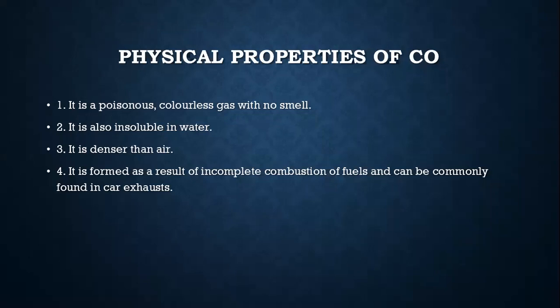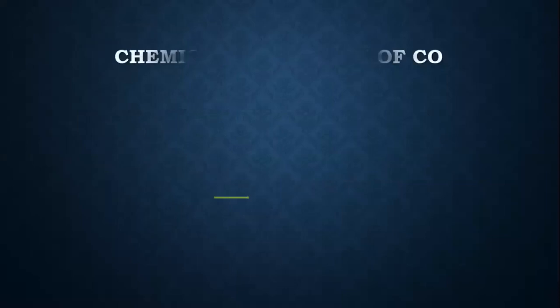Less dense or denser than air. So number 4, this is the fourth physical property of CO. It is formed as a result of incomplete combustion of fuel and can commonly be found in gas exhaust. So that's where you can find it, mainly obtained as a result of incomplete combustion of fuel.